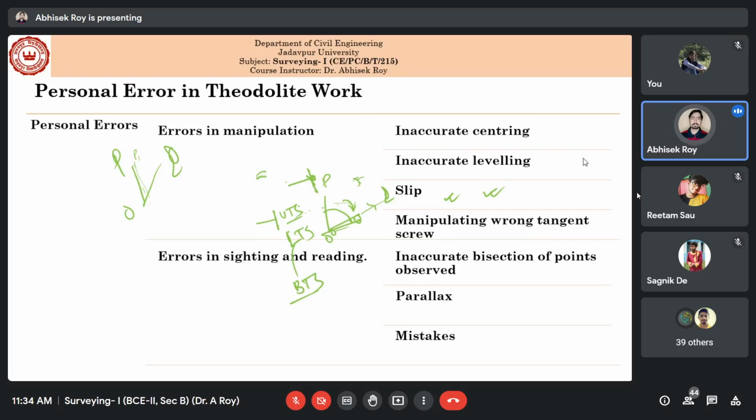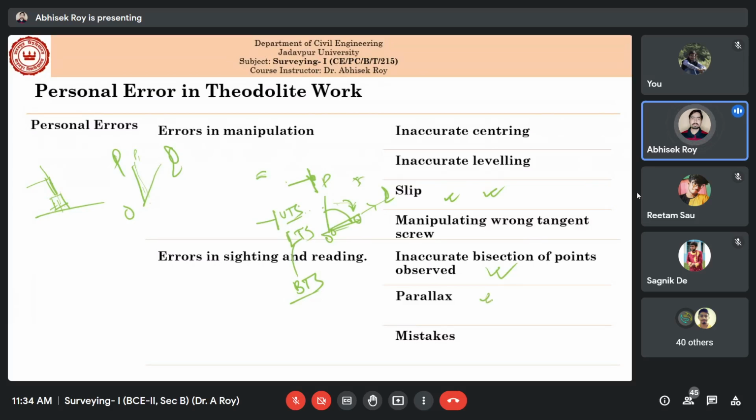Now then there is inaccurate bisection. If the object is not bisected properly, then also some error will be there. Okay, so you have to bisect the object properly. You have to keep the ranging rod at the station at first. Suppose at a ground station, near here one ranging rod should be there, so that ranging rod you can bisect easily, then you can come down and you can bisect the object properly. Okay, so in this way you have to bisect.